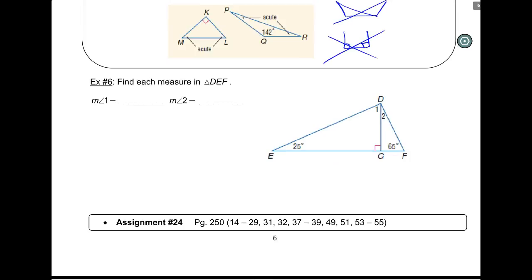Okay, example 6, find each measure in triangle DEF. So I see here's a right angle. So if I'm just looking at this triangle DEG, I can see measure of angle 1 plus 25. Those two angles have to be complementary because I can see it's a right triangle. So that means if I solve, I get measure of angle 1 equals 65 degrees. And then same thing for the other one. So I can look at this little triangle here. This is a right angle, this is a right angle. So I can see measure of angle 2 plus 65 equals 90. So it makes sense that angle 2 is 25.